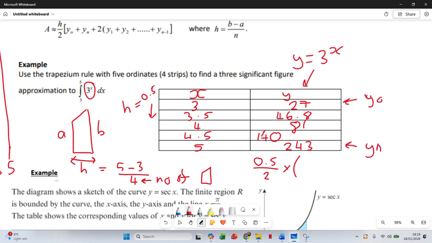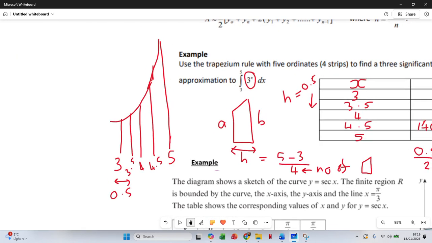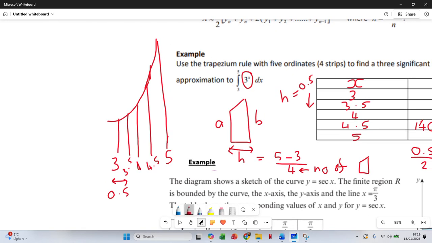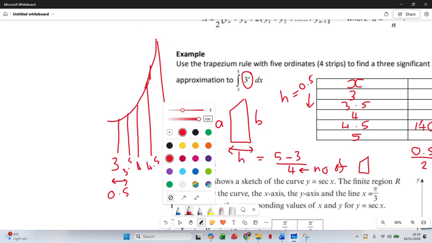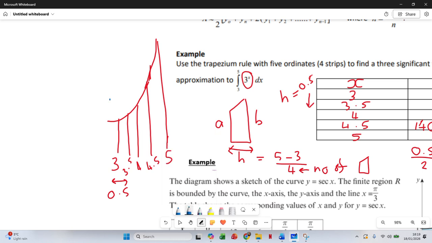The first and last values of y, because remember, they are only in one trapezium, if we can see here. So this value here, let's use a different colour pen, why not? So that's y0, and that's yn. The first and last ones are only in one trapezium, so that's why those values only show up one time.